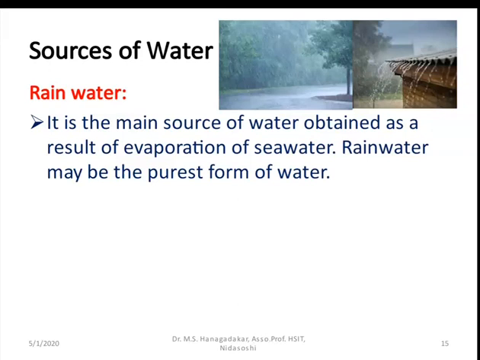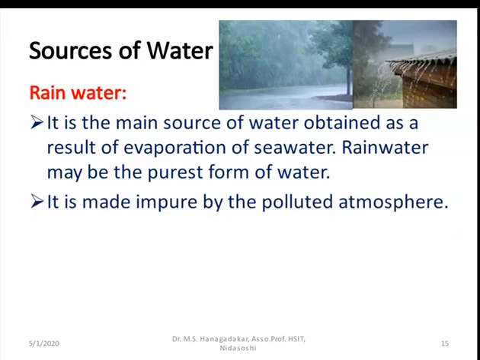The rainwater is the purest form of the water because it is formed by the vaporization or evaporation process. It is made impure by the polluted atmosphere, because when rainwater falls, it combines with various dissolved gases present in the atmosphere like carbon monoxide, carbon dioxide, nitrogen, etc.